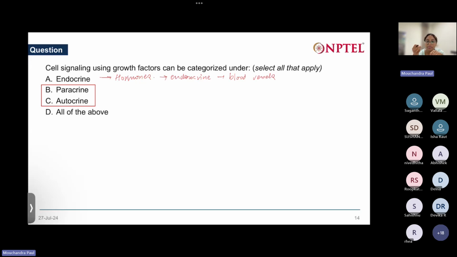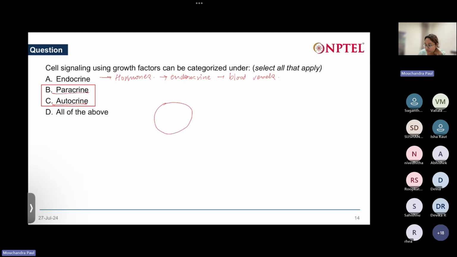Whereas growth factors by nature are very small protein molecules with a very short half-life. If they were to be transported from one location to another through blood vessels, they would not be able to reach a very far target organ, which is why signaling through growth factors only happens in a paracrine fashion or an autocrine fashion. So here, in paracrine signaling, what happens?